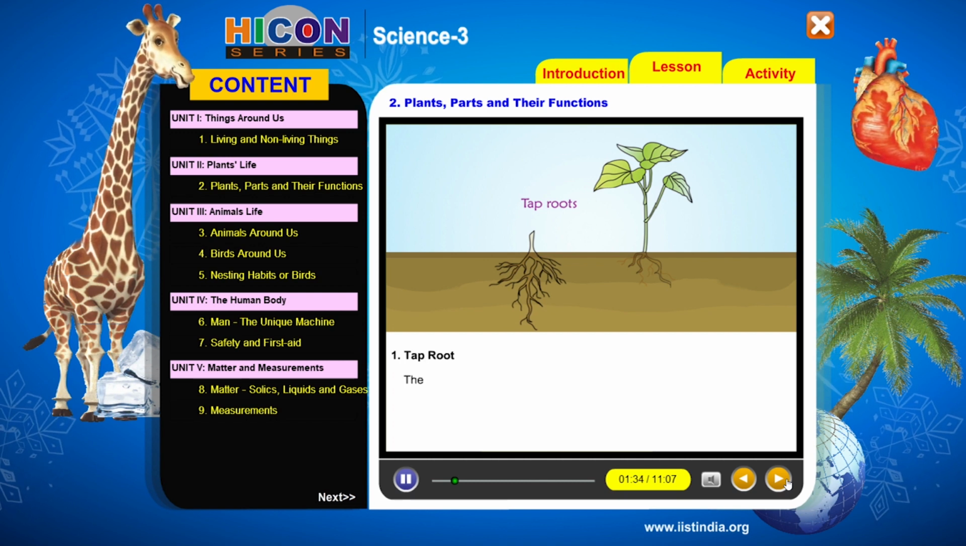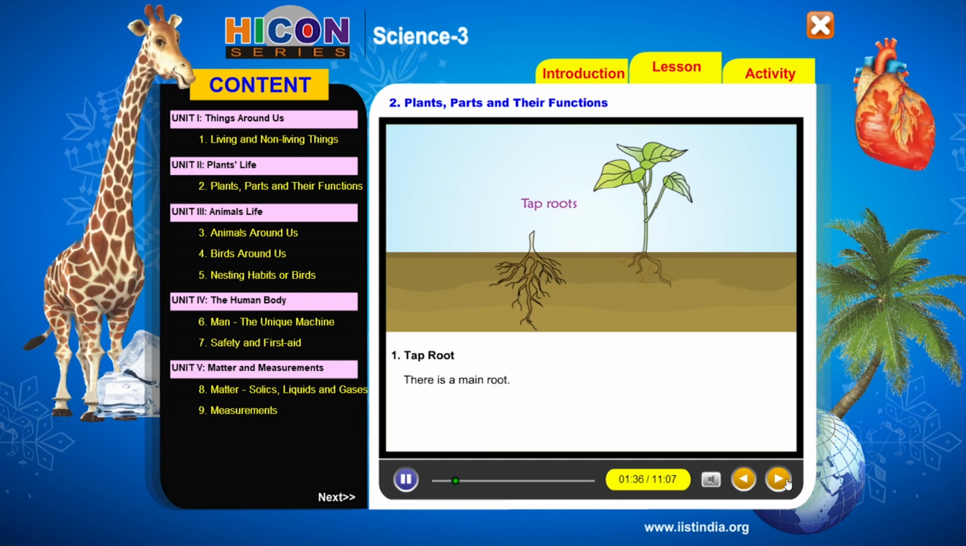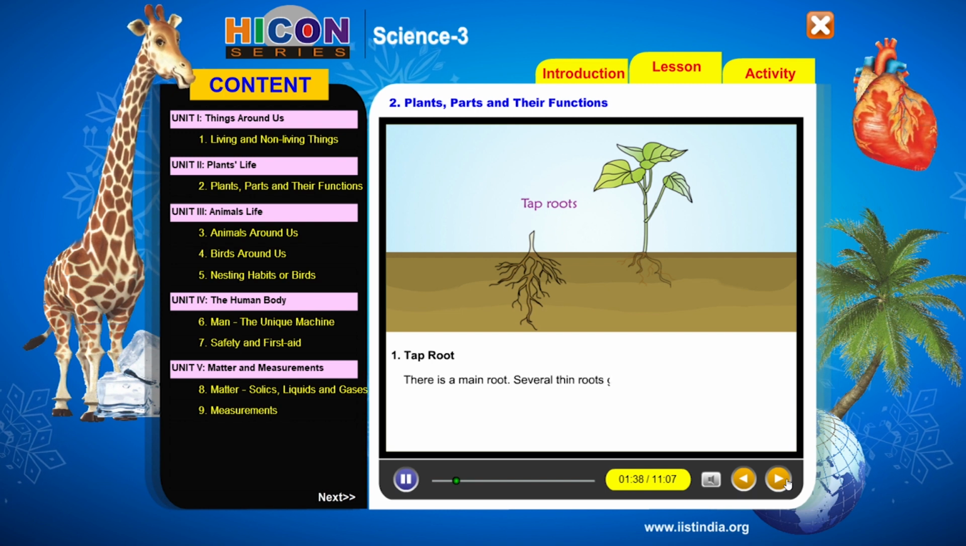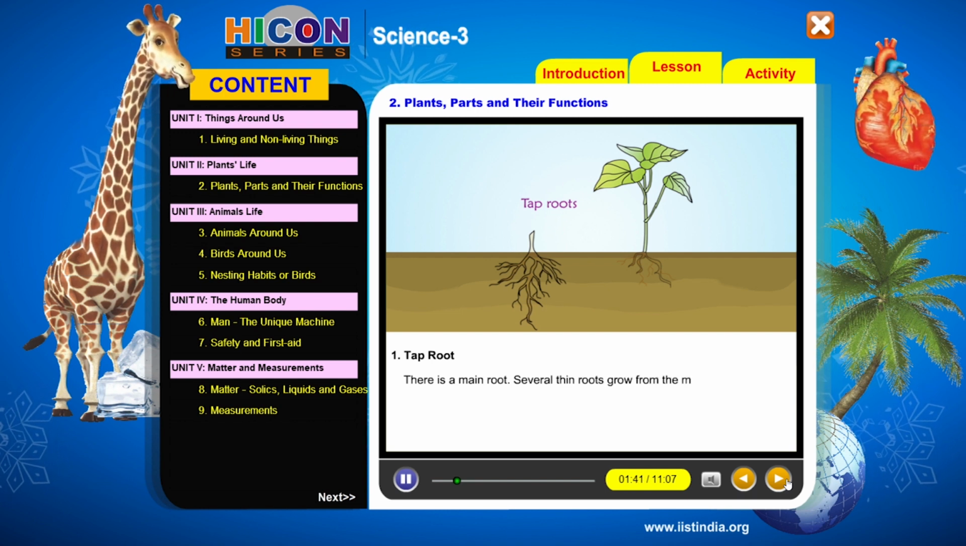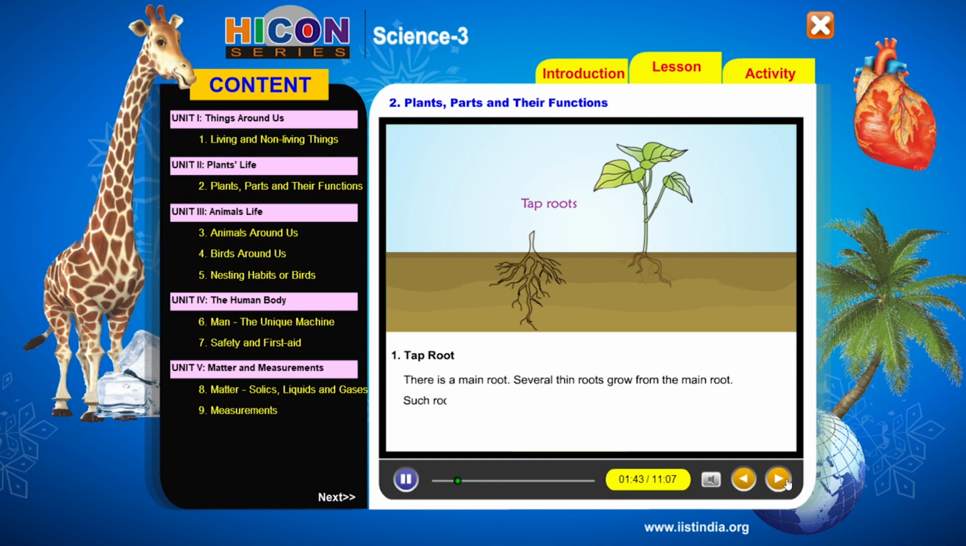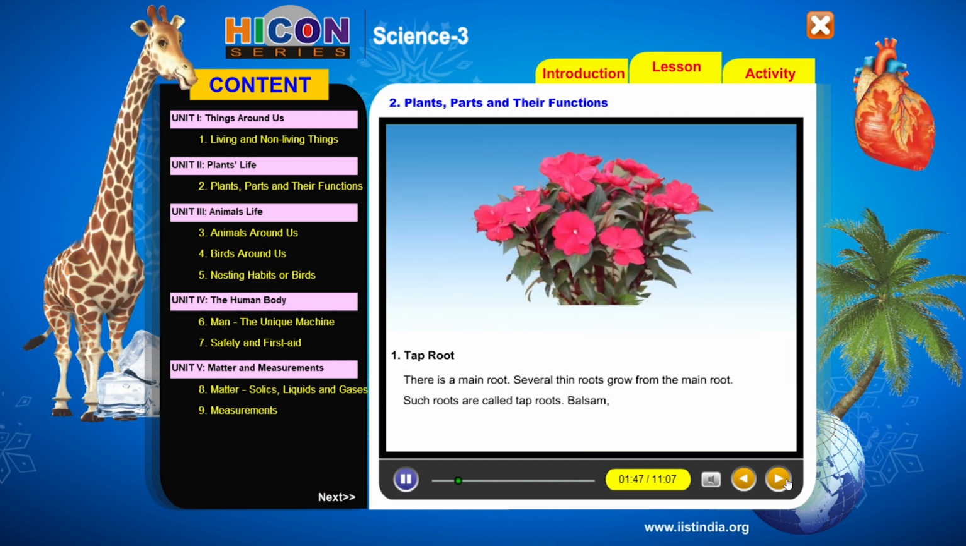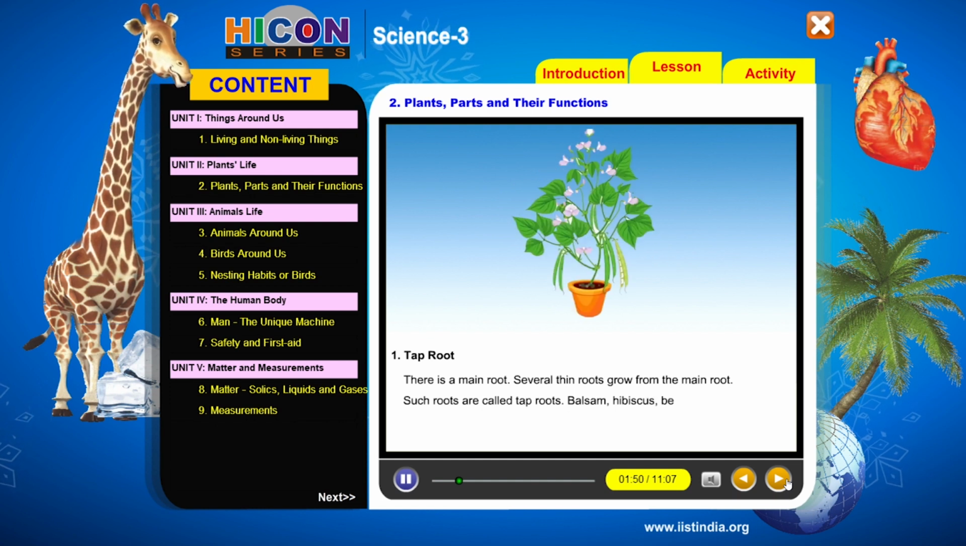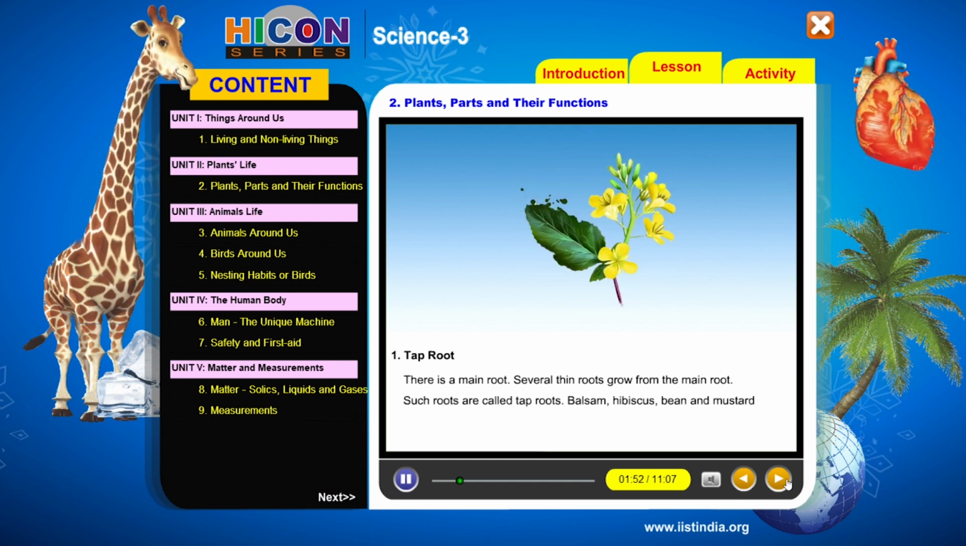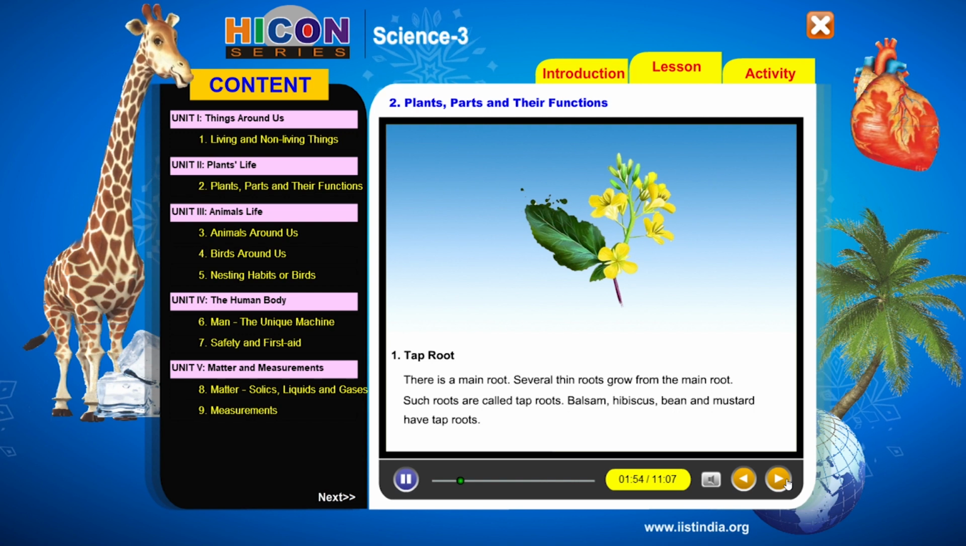Taproot. There is a main root. Several thin roots grow from the main root. Such roots are called taproot. Balsam, hibiscus, bean, and mustard have taproots.